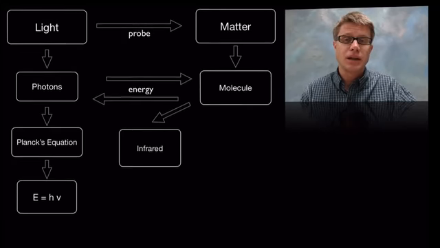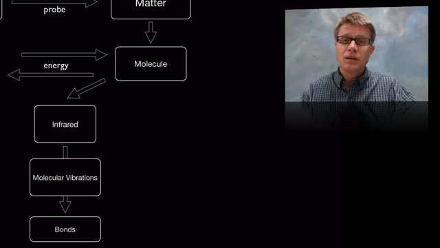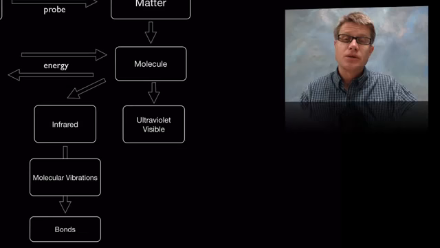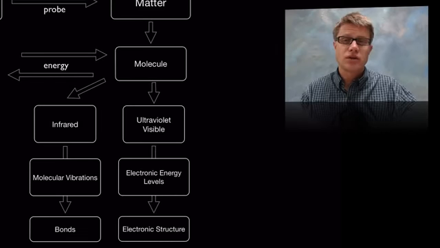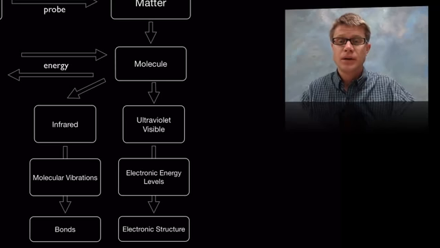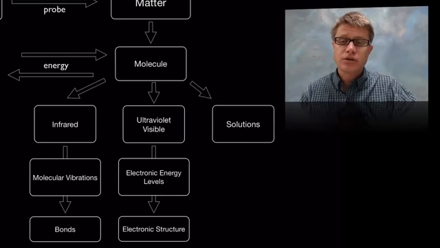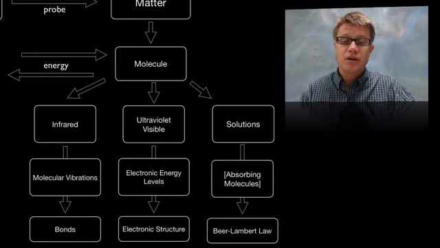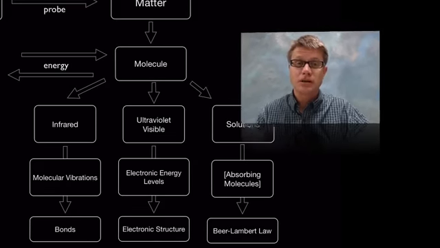Infrared light is incredibly important for looking at the vibrations within atoms and molecules and figuring out what bonds they have. If we're using ultraviolet or visible light, we can look at the electronic structure. In other words, where the electrons are found, the outer electrons, and what they're doing. And then finally, we can look at solutions using light. As we shine light through a solution, some of that light is going to be absorbed. And so we can figure out, according to the Beer-Lambert law, what the concentration of those absorbing molecules is.